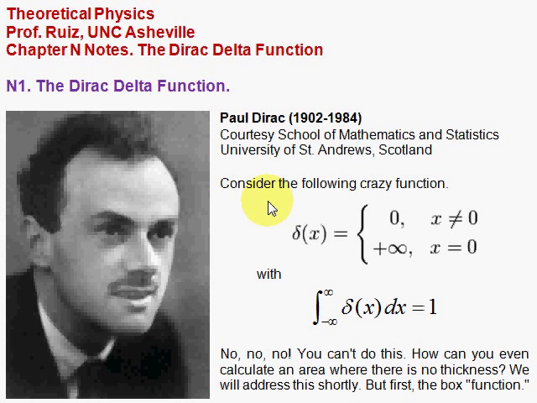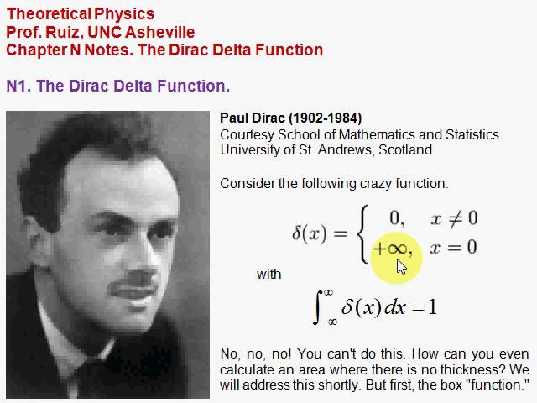The Dirac Delta function, Dr. Phys Theoretical Physics. Dirac here defines for us delta of x to be 0 for x everywhere except x equals 0. And then when x equals 0, there's a point at infinity. Wow, a discontinuity at x equals 0.